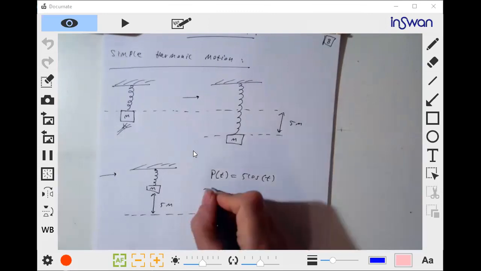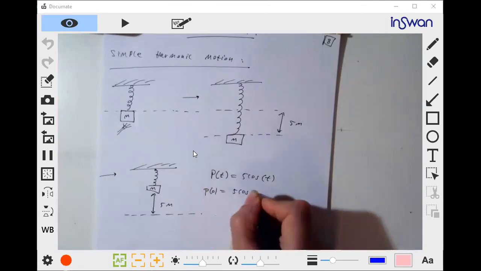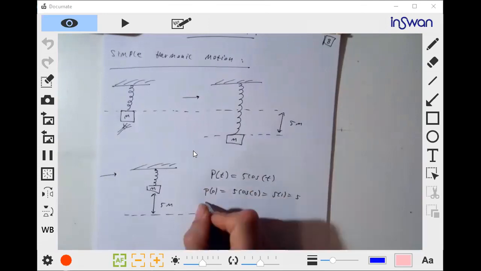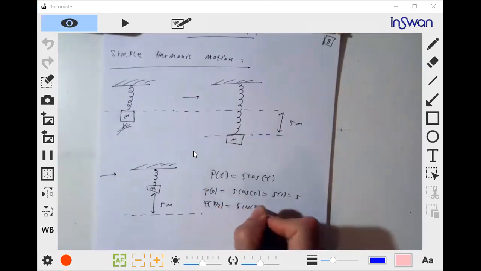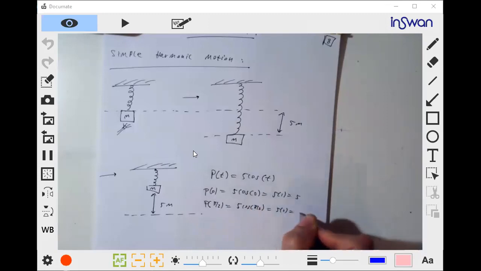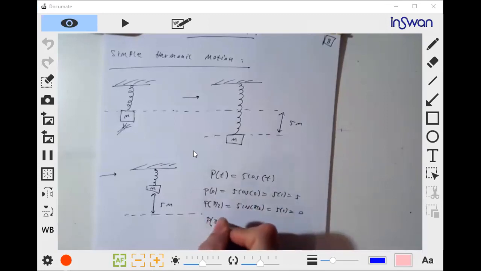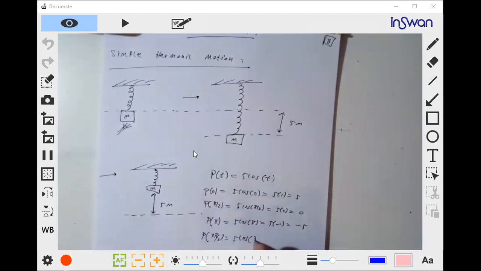P of 0 is equal to 5 cosine of 0, but that's 5 times 1, which is 5. P of, let's say, pi over 2 is equal to 5 cosine of pi over 2, but that's 5 times 0, which is 0. P of pi is equal to 5 cosine of pi, but that's 5 times the negative 1, and that's negative 5. P of 3 pi over 2 is the same thing as 5 cosine of 3 pi over 2, but that's 5 times 0, which is just 0. P of 2 pi is basically 5 cosine of 2 pi, but that's 5 times 1, which is equal to 5.